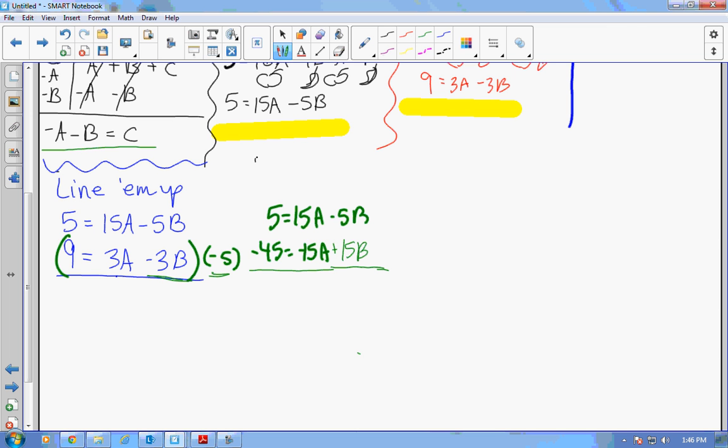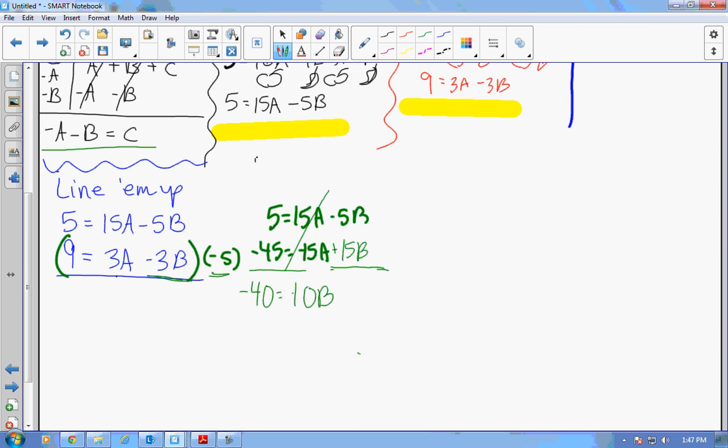5 minus 45 is negative 40. Not negative 50 because the 5 is positive, right? And our A's, this is exactly what we wanted, they cancel out. Our B's is negative 5 minus 15, which is negative positive 10. I'm just testing you.